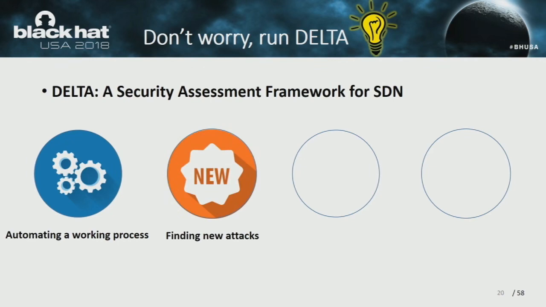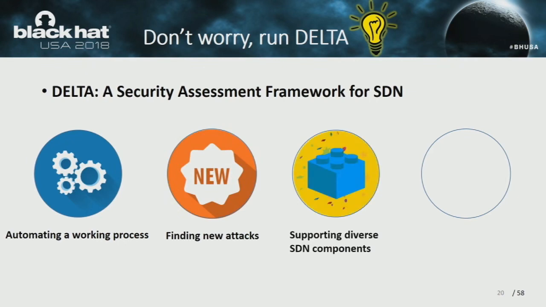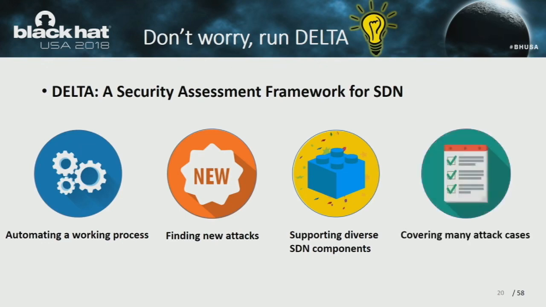So in our framework, we specifically aim to test SDN control flows, such as OpenFlow in OpenFlow-based SDN. And third, Delta should support various SDN components. For instance, currently, Delta supports four open source SDN controllers, including ONOS and OpenDaylight. And in the case of the switch devices, any OpenFlow-enabled switches can be tested. And lastly, when reproducing known attack cases, Delta should cover as many attack scenarios as possible. For that, we don't need any other testing tools. So let's take a look at how Delta achieves each design goal.